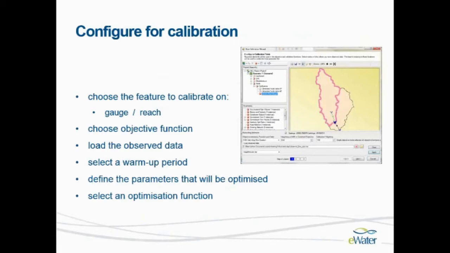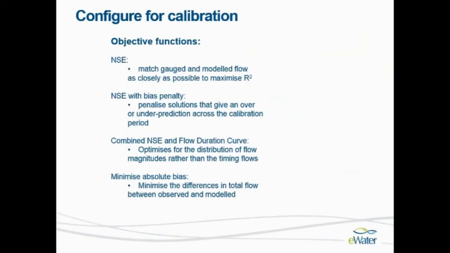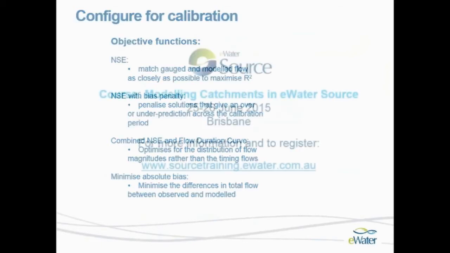Source provides an option to select a warm-up period, to select the parameters against which you will calibrate, and then select an optimization function which will actually perform the calibration. In the version of Source that I will be training on in June, there are 4 standard objective functions that have been included. This, however, is a list that is increasingly growing over time.